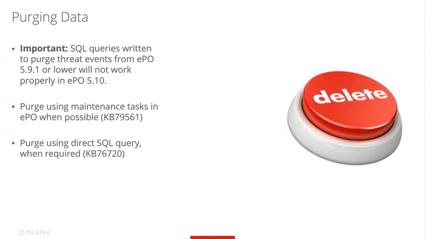Others might offload that data to a SIEM, and then they only keep it in their ePO database for a couple of weeks or maybe a month. So whatever your data retention period is, you do want to make sure that you start purging out data older than that period from your database. If you do not, then over time your ePO console can become sluggish and slow, and your database will become very large. So there are 2 KBs referenced there.